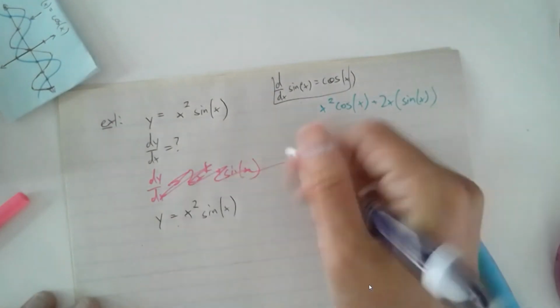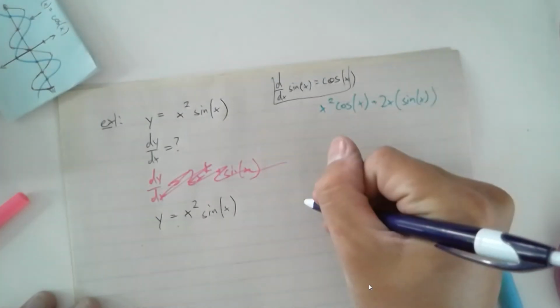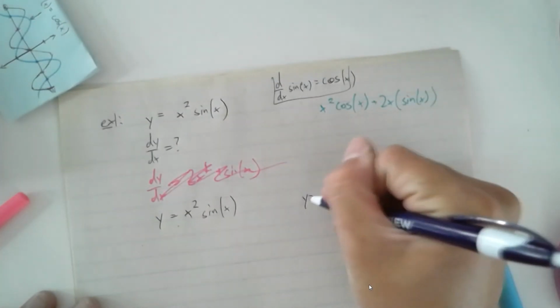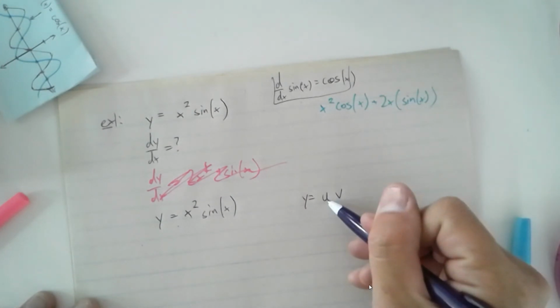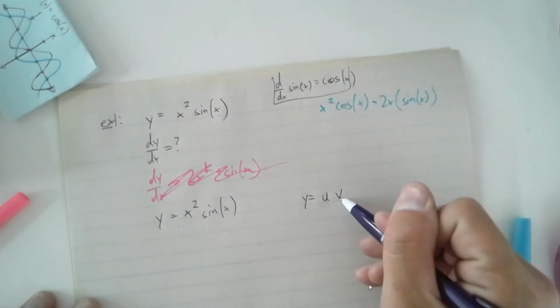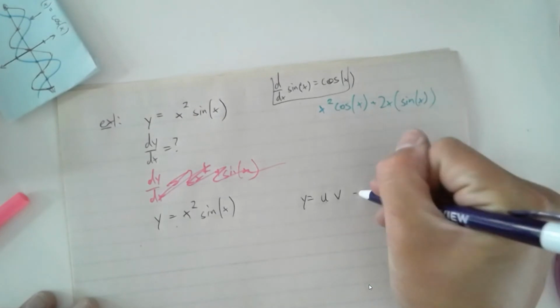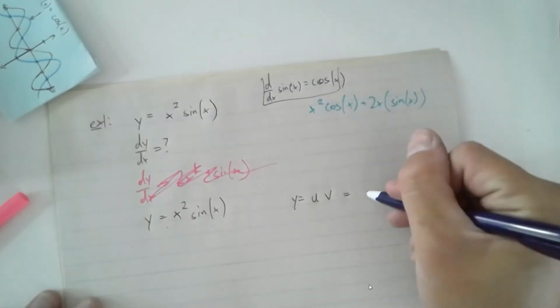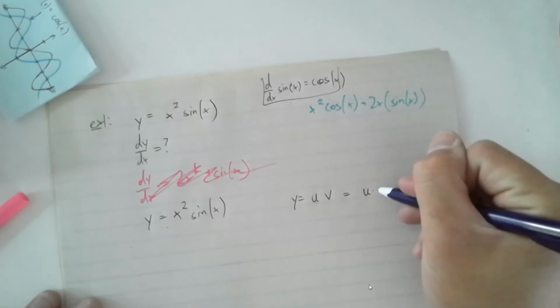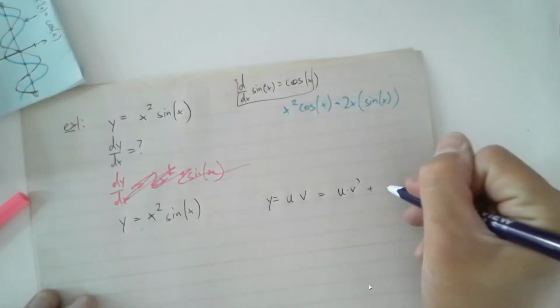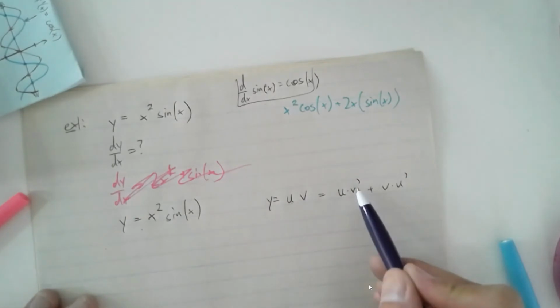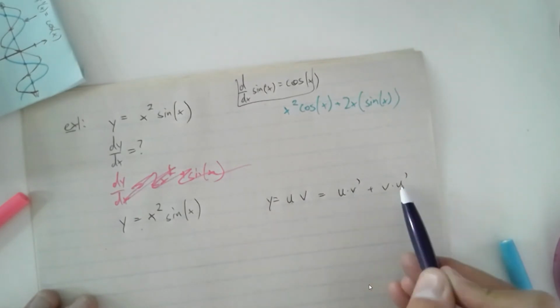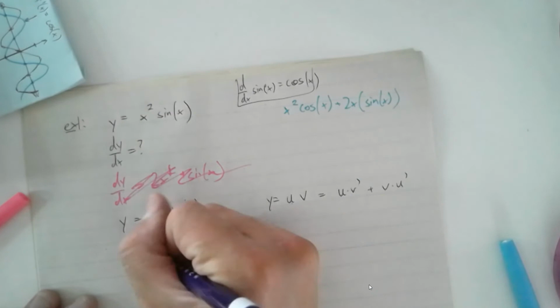The product rule is as such. If y is equal to two components, u is a component you can take the derivative of, v is another component you can take the derivative of. What you're supposed to do is u times v prime plus v times u prime. The primes mean you take the derivative of v and you take the derivative of u. So what would that look like here?